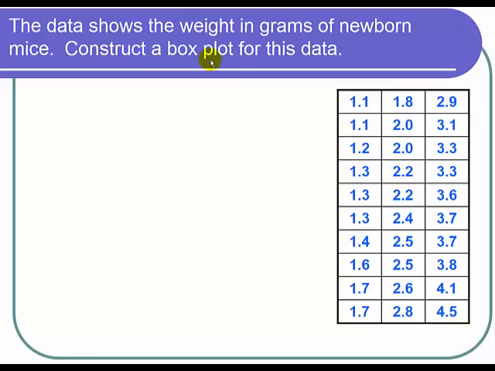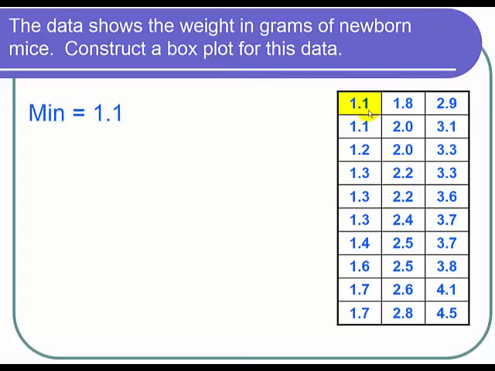And to construct a box plot, we first find the five-point summary. That is the minimum, the maximum, the median, and the first and third quartiles. So the minimum is the smallest value, and that's just 1.1. The maximum is the largest value, which is 4.5.